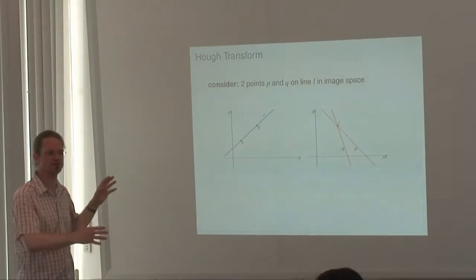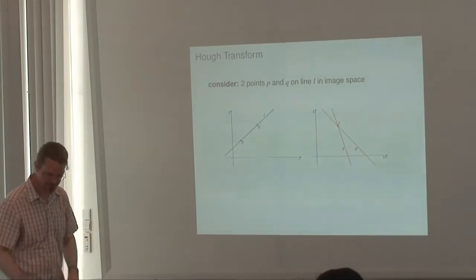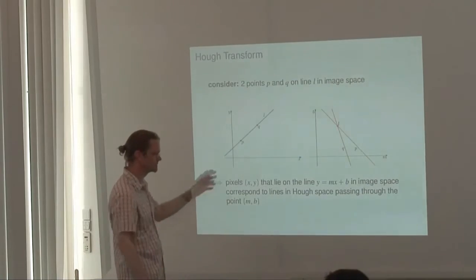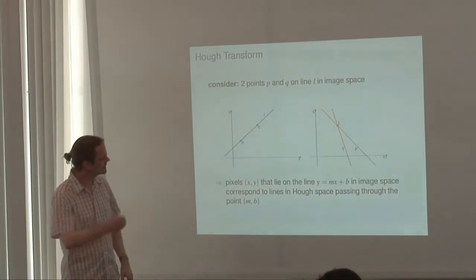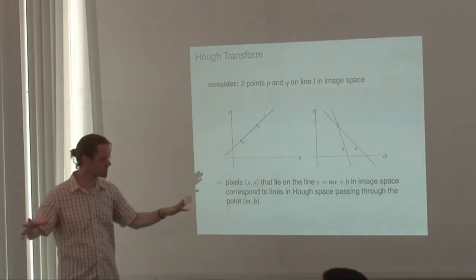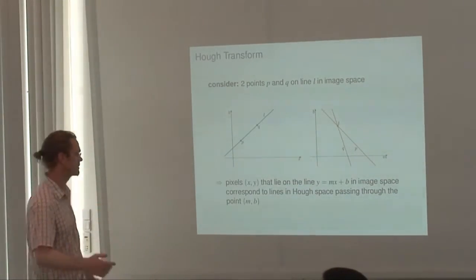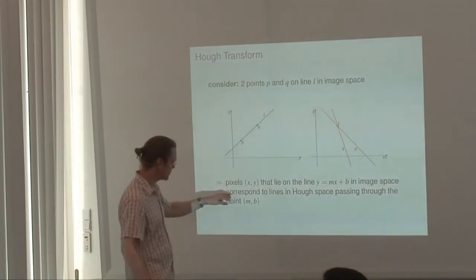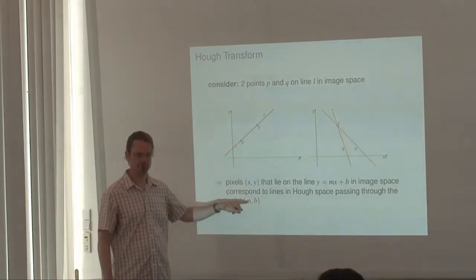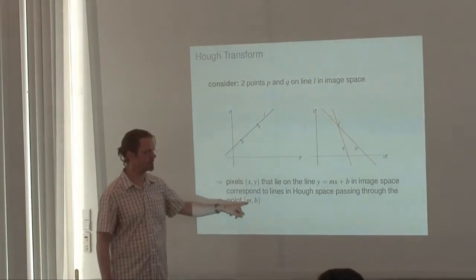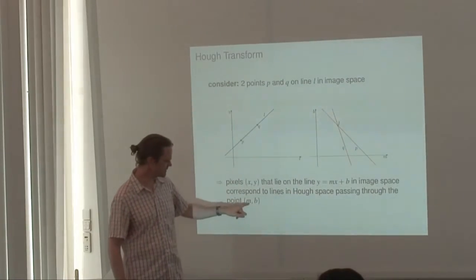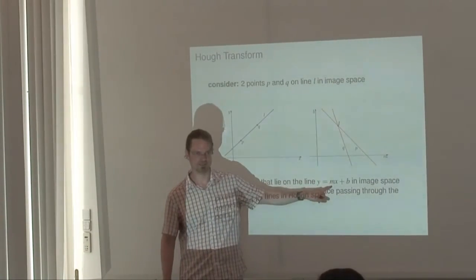This is duality. It happens quite frequently in mathematics. And this is just sort of a summary of what I just said. Think of it like this: pixels x,y that lie on a line in an image, and the line is parameterized like this, correspond to lines in a Hough space which pass through a point. And the point through which these lines in Hough space pass is actually the point that parameterizes the line.